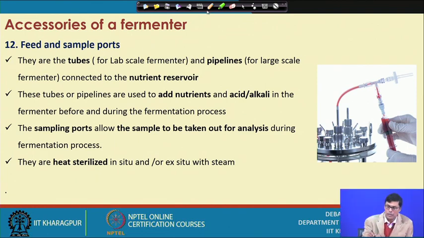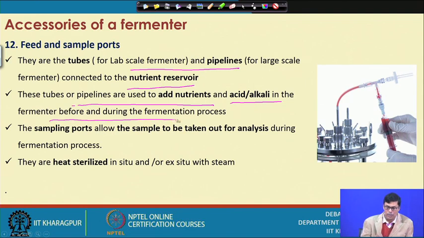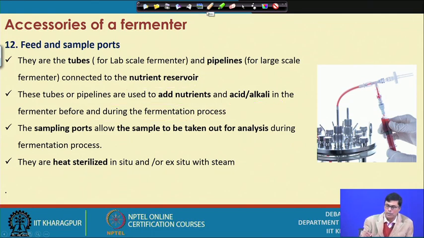These are the tubes and pipelines connected with the nutrient reservoir, and there is a ball valve, which I told you can be opened and closed instantaneously. These tubes or pipelines are used for adding nutrients, and sometimes also acid and alkali, before and during the fermentation process. The sampling port is for taking samples out for analysis, and heat sterilization is done in situ or ex situ with steam. That is what we use here.